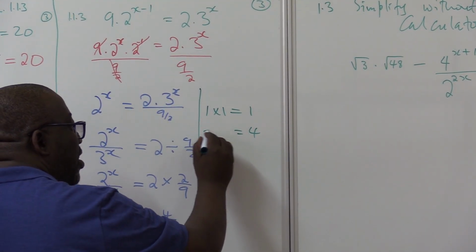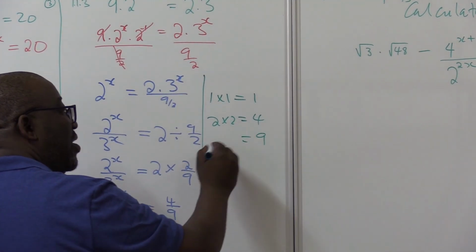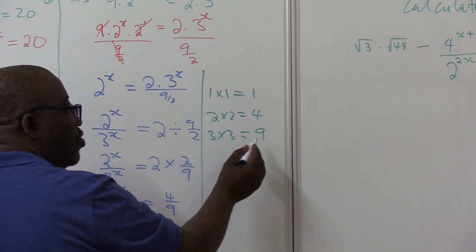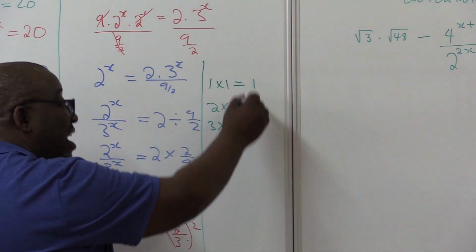How did you find 4? It's 2 times 2. The next one after 4 is 9. How do you find 9? It's 3 times 3. Square root of 9 is 3. Square root of 4 is 2. Square root of 1 is 1. So these numbers are perfect squares.